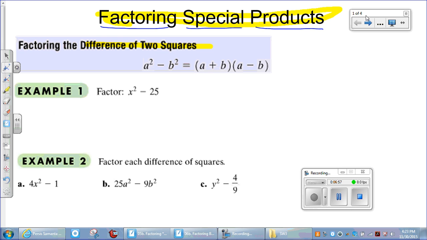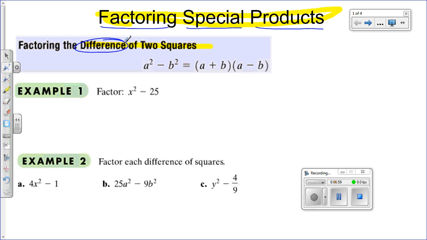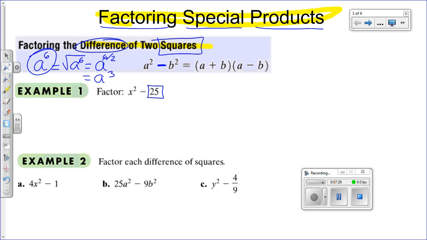So what we're going to do here, we call this a difference of squares because we're subtracting 2 perfect squares. And we know that they are perfect squares because they are terms or numbers where you could take the square root and get an integer. Or, for example, any variable with an even power, for example, a to the power 6. If I take the square root of that, it is the same as saying a to the power 6 over 2, which is a cubed. So even a to the 6 is also a perfect square.